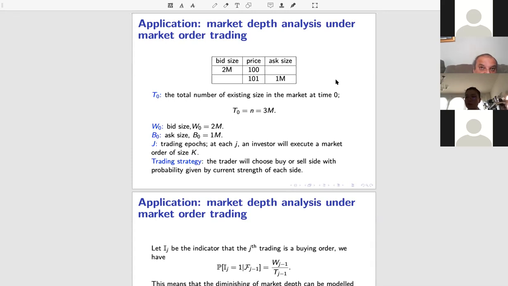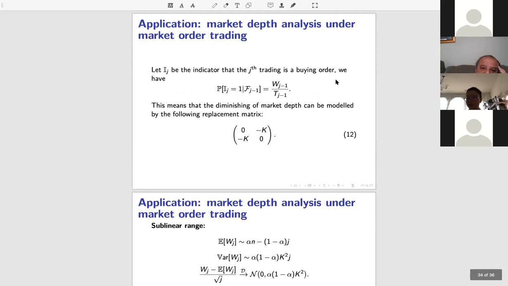So with probability 1/3, which is the proportion of white balls (and 1/3 is the blue proportion in the urn), we will reduce the buying size by K. So this is the second row of the replacement matrix.